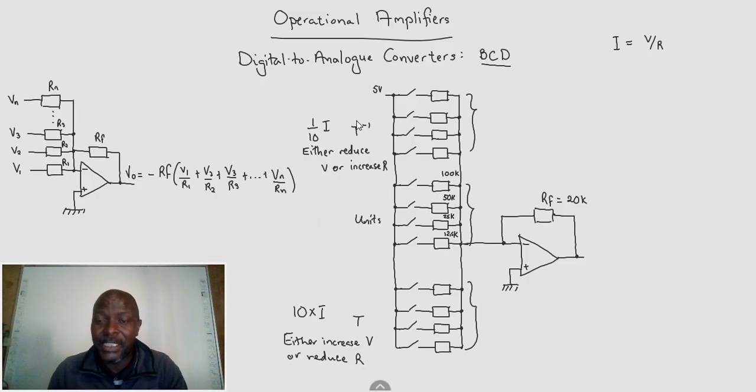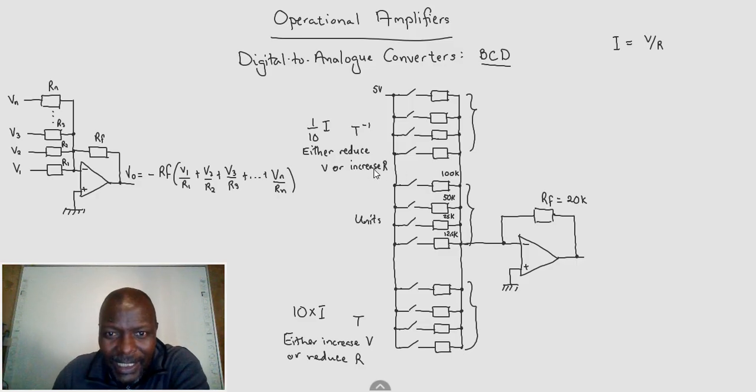By a factor of 10 in each case, we are either going to reduce the voltage or increase the what? Increase the resistance to reduce the current, or we are going to increase the voltage or reduce the resistance to increase the current. So this is what we're going to do, but we're going to do this by factors of 10. So previously, in our previous example, we increased the resistances.